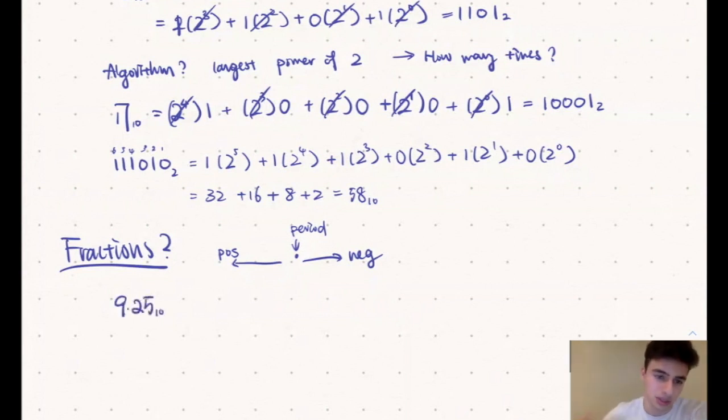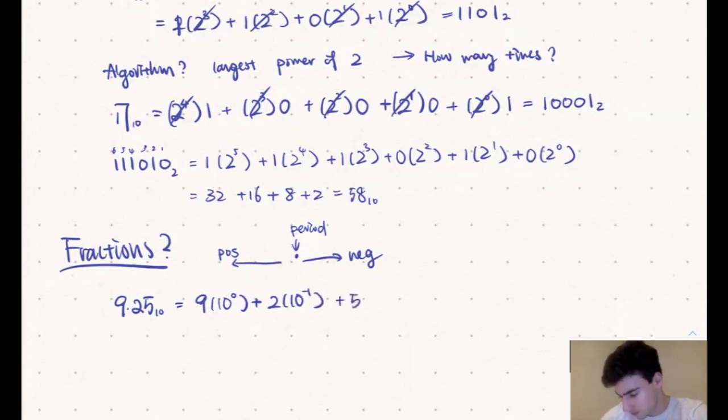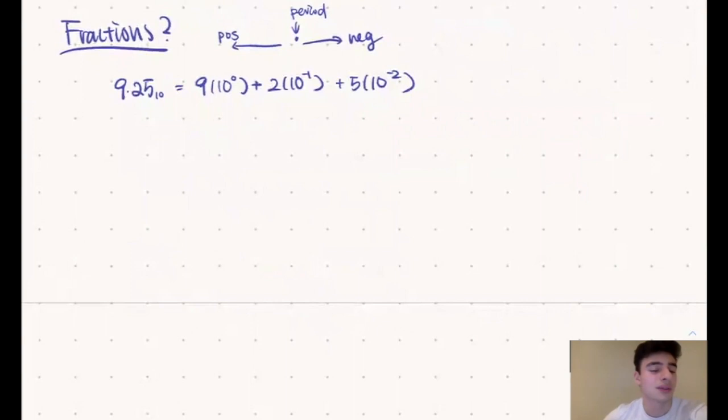So the decimal expansion of this number is pretty simple. It's 9 times 10 to the power of 0 plus 2 times 10 to the power of negative 1. We know it's negative 1 because we are now on the right side of the period, plus 5 times 10 to the power of negative 2. Now let's find the binary expansion of this number. So we're going to use the same algorithm as before, but now we have to make a slight modification to our summation. So now we can actually go beyond 1. We actually can go negative in accordance with the number of digits to the right of the period. So let's take 9.25 and apply the algorithm with a slight modification.